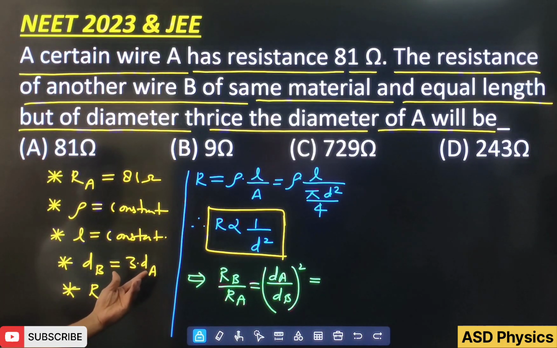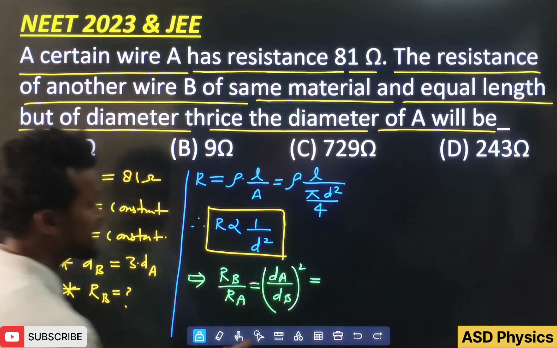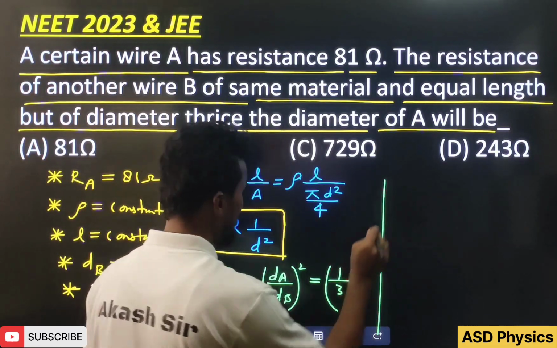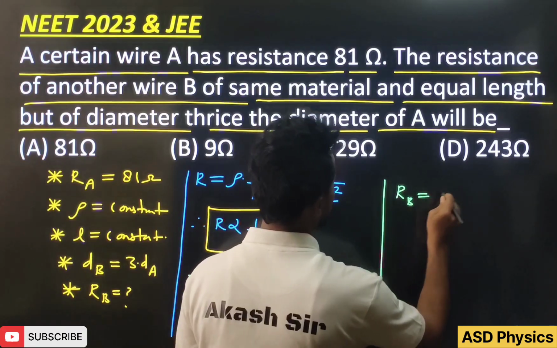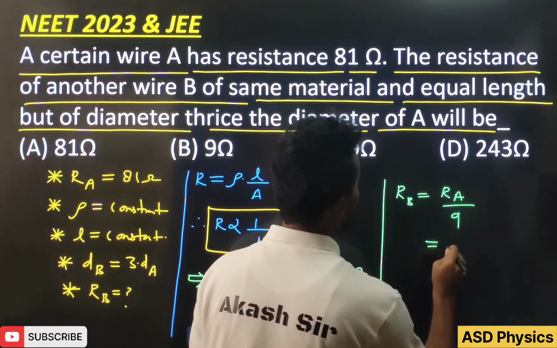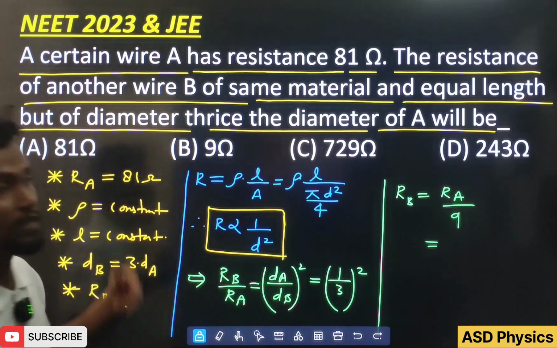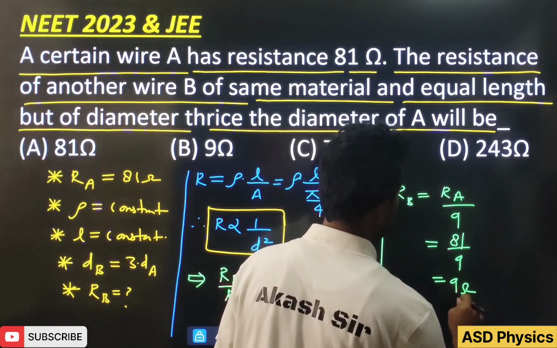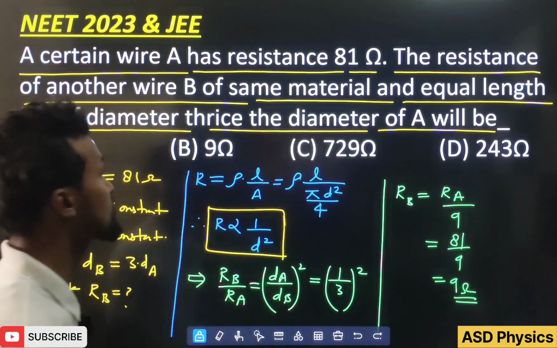If you see from here, dA by dB will become 1 by 3, is it? So we can write here (1 by 3) square. Okay, that means this RB is given by RA by 9. Okay, RA value how much is given here? 81. So students, if I write 81 by 9, it will come 9 ohm. Okay, that means any option is there, 9 ohm.